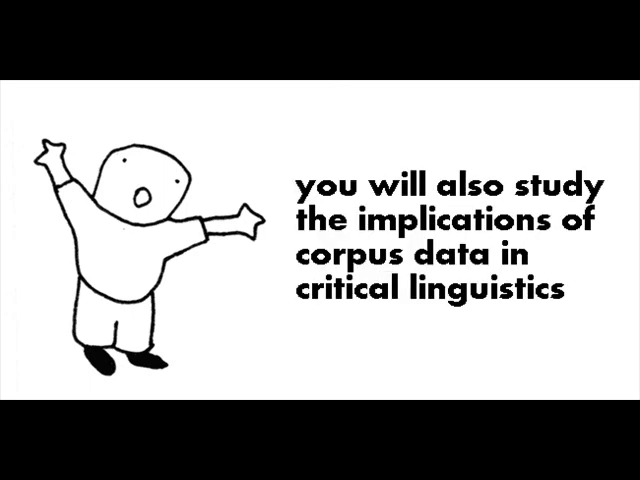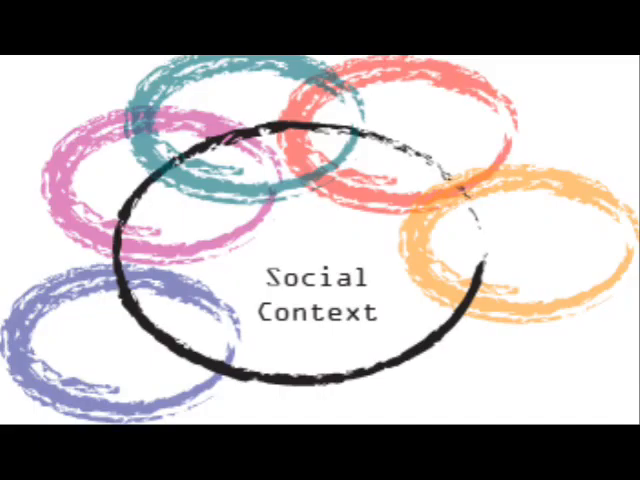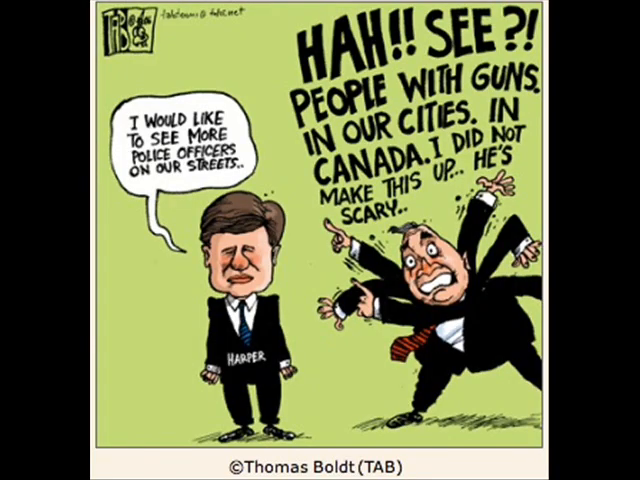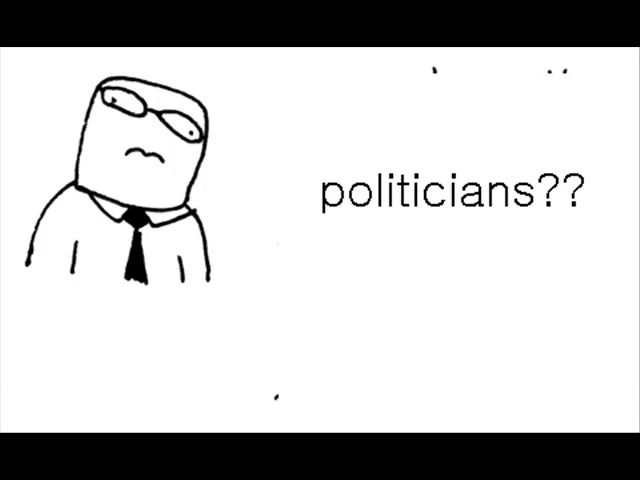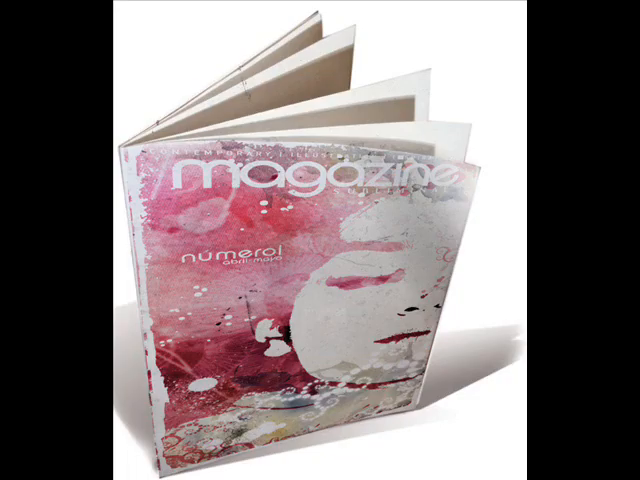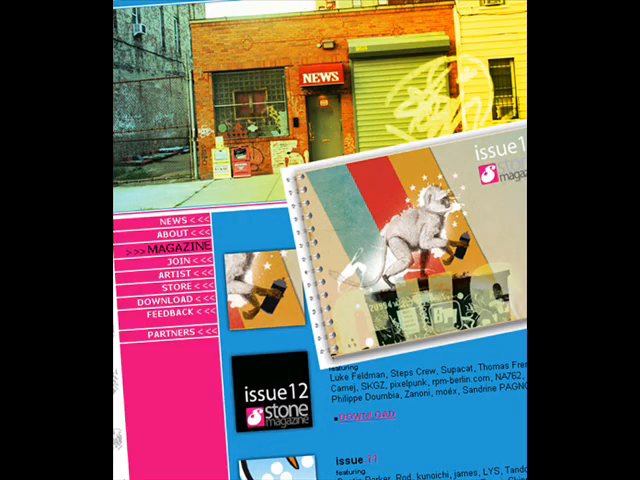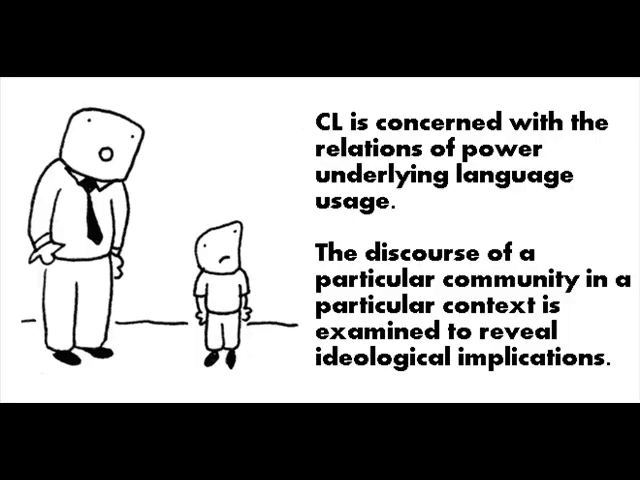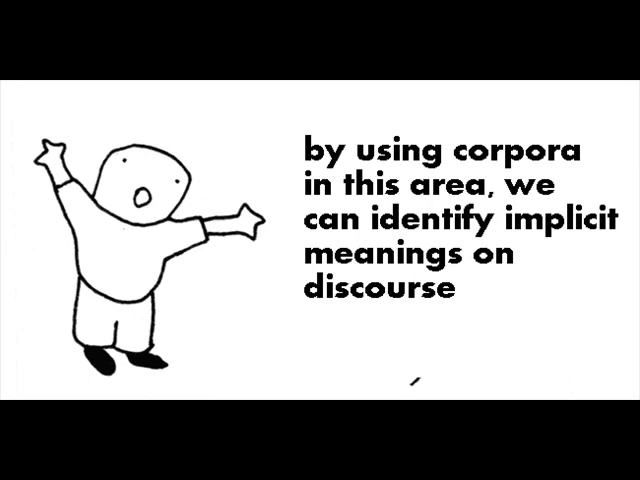In this chapter, you will also study the implication of corpus data in critical linguistics, how the social context, hidden agendas, and sense of words can influence the way discourse of, let's say, politicians, or the way in which a magazine narrates an event. Critical linguistics is concerned with these issues and with the relations of power underlying language use. The discourse of a particular community in a particular context is examined to reveal ideological implications. By using corpora in this area, we can identify implicit meaning in discourse.